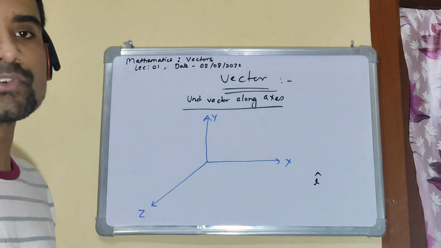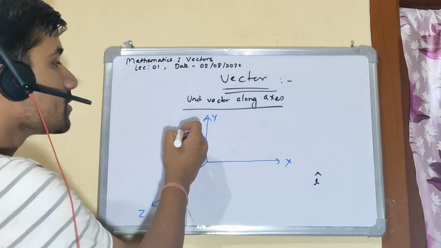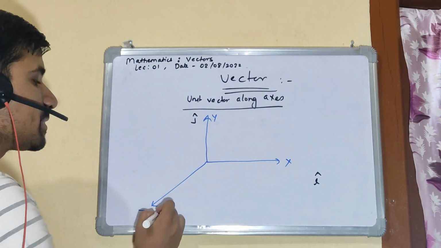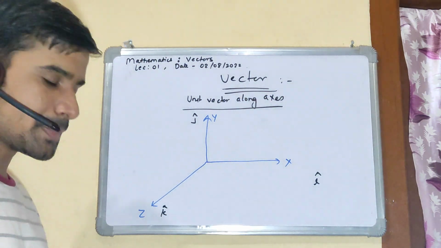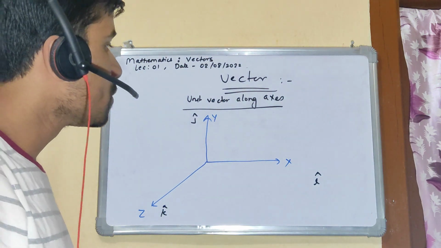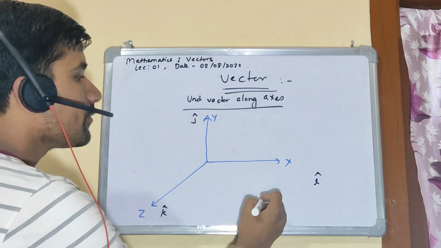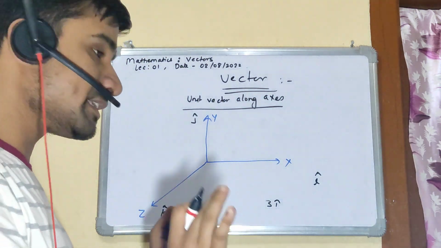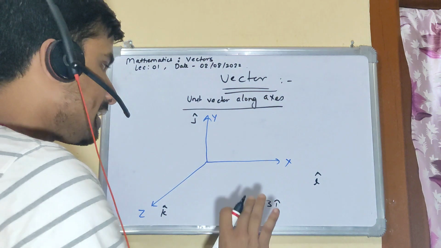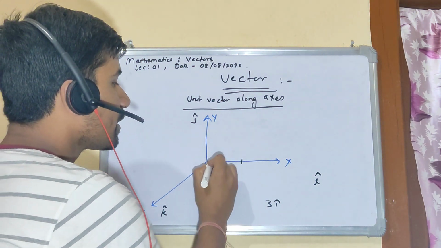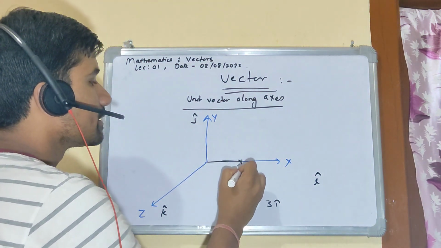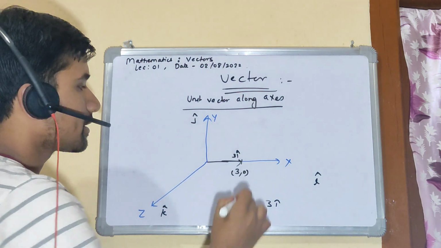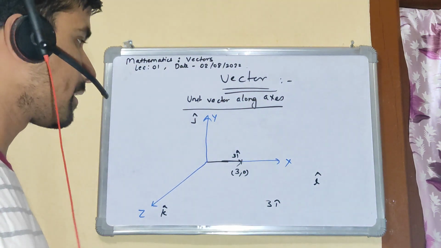Cap is the representation of unit vector. Unit vector along y-axis is represented by j cap, and unit vector along z-axis is represented by k cap, right? Simple. Okay. So let's say I am given a vector 3 I cap. This has information, right? That this vector has magnitude 3 and it is in the direction of x, right? So let's say this 3, 0 is the point. So this is 3 I cap vector, right?